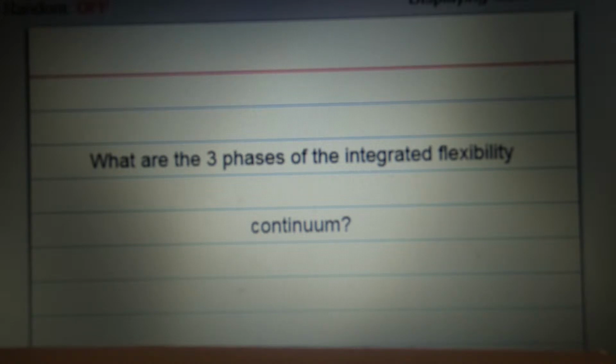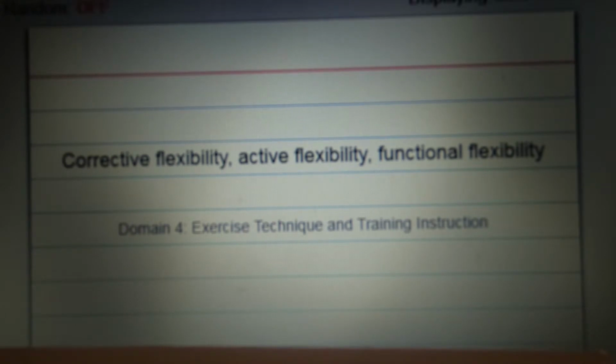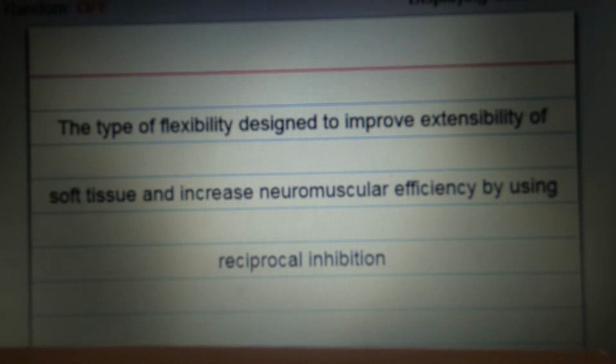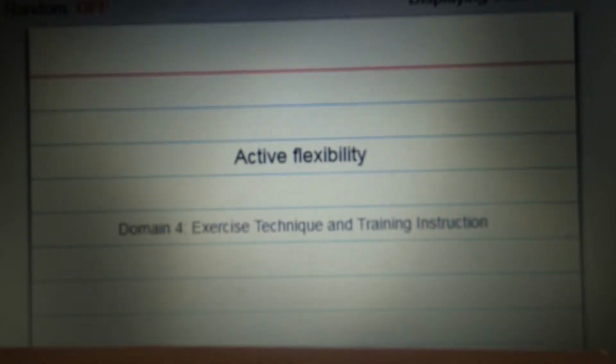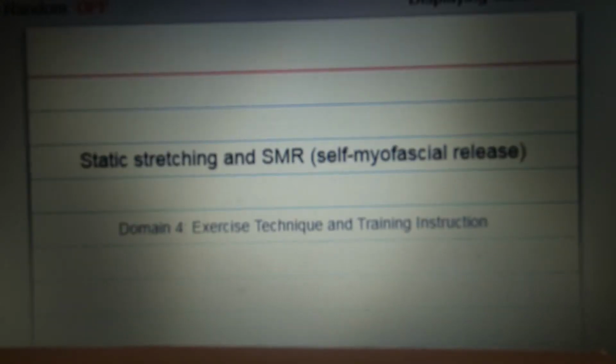Davis's law. What are the 3 phases of the integrated flexibility continuum? Corrective flexibility, active flexibility, functional flexibility. The type of flexibility designed to improve extensibility of soft tissue and increase neuromuscular efficiency by using reciprocal inhibition. Active flexibility. What are 2 techniques used in corrective flexibility?